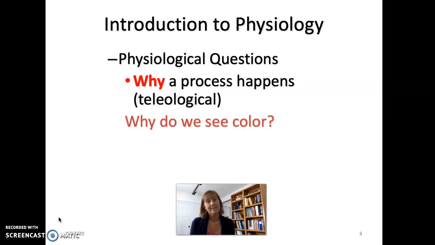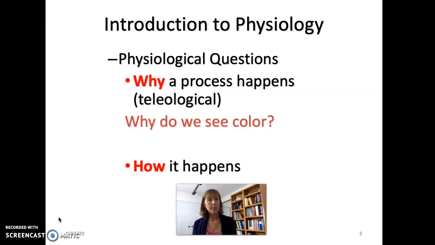Starting out with an introduction to physio, a couple of questions come up. What kind of questions will we be asking? I wanted to make that distinction. A physiological question, for example, is why a process happens. And that would be more teleological. Telos means end, and logos means reason. So we're thinking about the reason for something happening in physiology. So if I said to you, why do we see color? What would you answer? What's an answer to that?